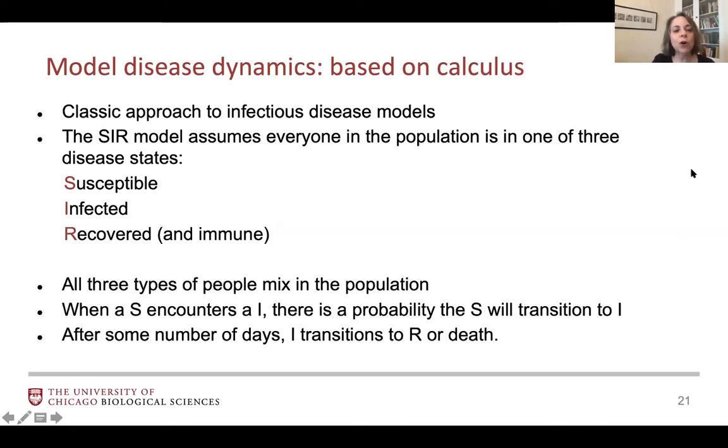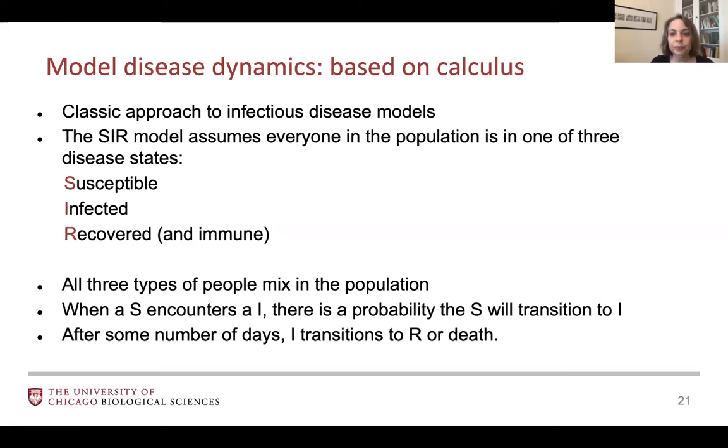So all three types of people are mixing in the population. The usual model, they're mixing randomly. I'm going to show you an animation that will help you realize what's going on here. When a susceptible encounters an infected, there's a probability that that susceptible will transition to infected. It could be 100% probability. It could be a 10% probability. It's something that you have to figure out, what's the right probability to put in the model. And after some number of days, and you also have to figure out how many days that should be, and it can be a distribution of days that you're randomly picking from for each infected little dot, I is going to transition to either being recovered or death.